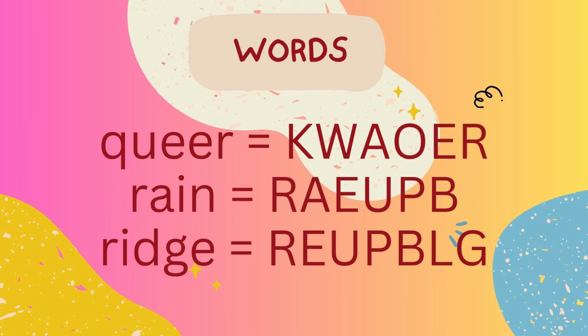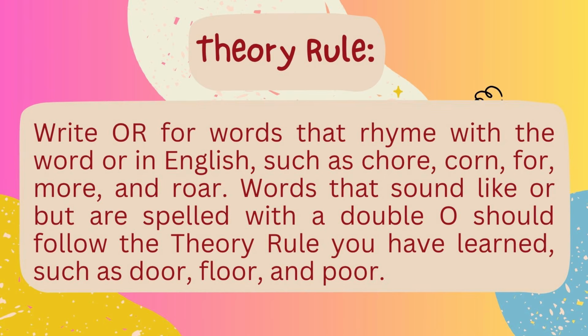For queer, it's initial Q, long E, final R. Rain, initial R, long A, final N. Then ridge, initial R, vowel I, final J. Let's have a practice. Ready, start. Queer, rain, ridge. Again: rain, queer, ridge. Okay, we have here a theory rule.